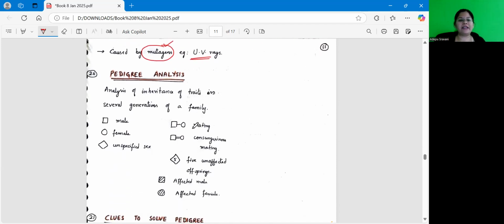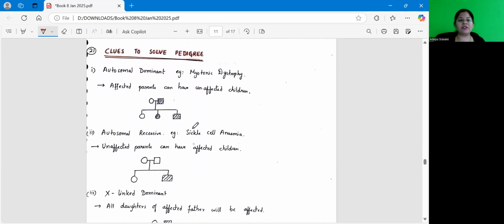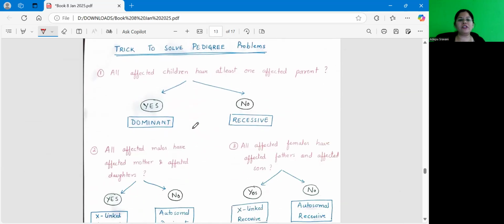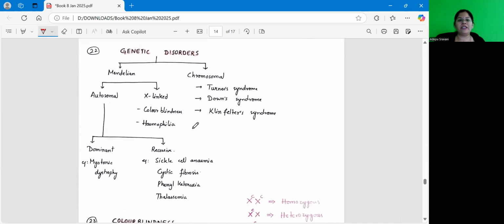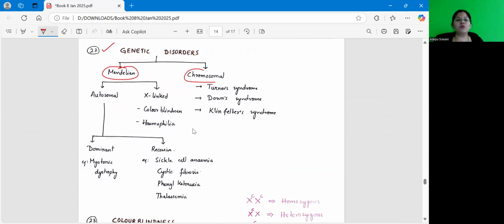Pedigree analysis I'll take later after genetic disorders, because once we complete genetic disorders, you'll get some idea what kind of genetic disorders we have. And accordingly, we will try to analyze how to analyze those diseases in a family. Clear? So first we'll take up the genetic disorders here. Now coming to genetic disorders, we have two types: one is called Mendelian and the other is chromosomal.